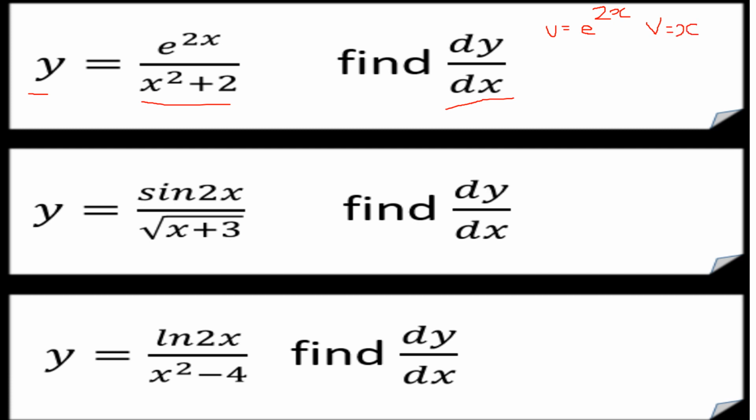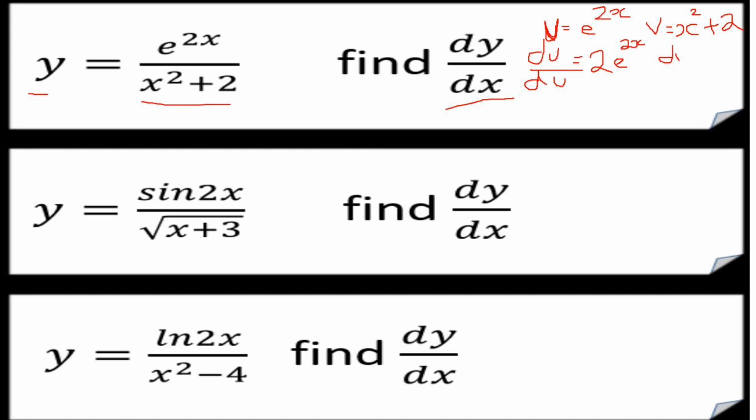Now, differentiating each function separately, du by dx. Just to make it clear, it's a u, not a v. So du by dx: the 2 comes down as a multiplier, so it goes to 2e to the 2x. Differentiating 2x is just 2, so that comes down as a multiplier.